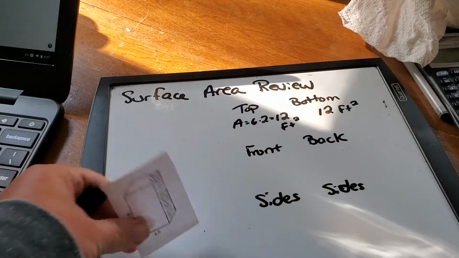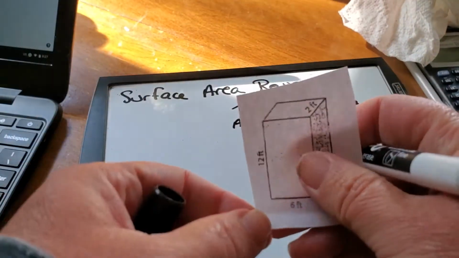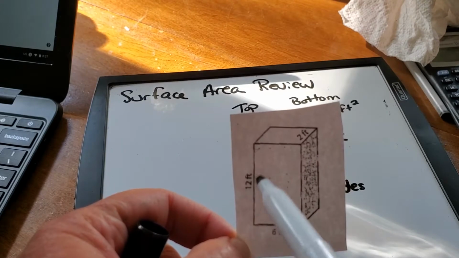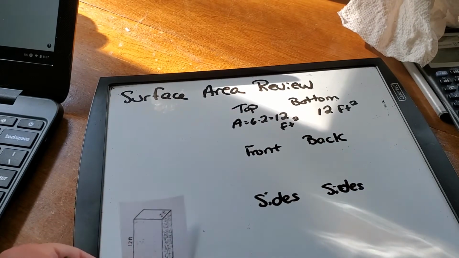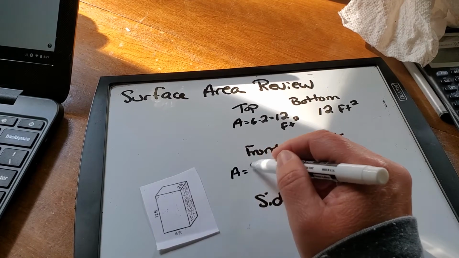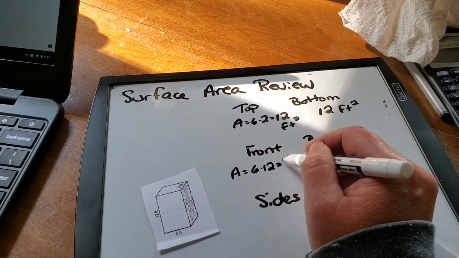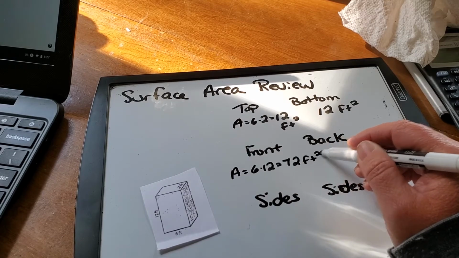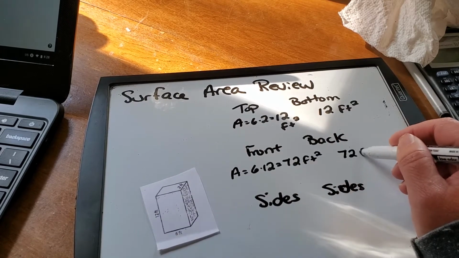Okay. The front of the box has a length of 6 and a height of 12. So to find the area of the front or the back would be the same. I would just do 6 times 12, which is 72. So then the back would have an area of 72 square feet.